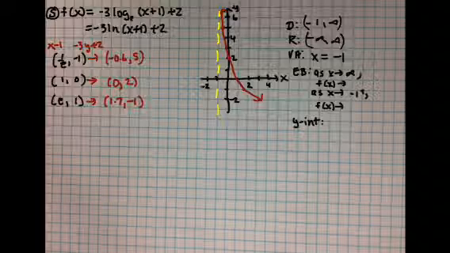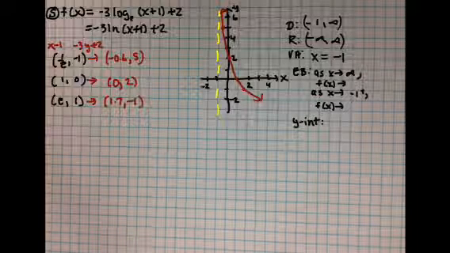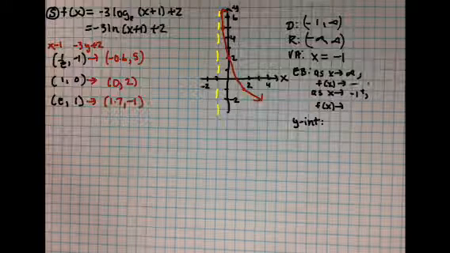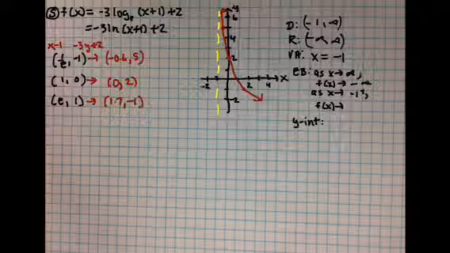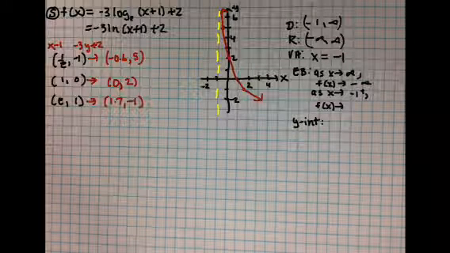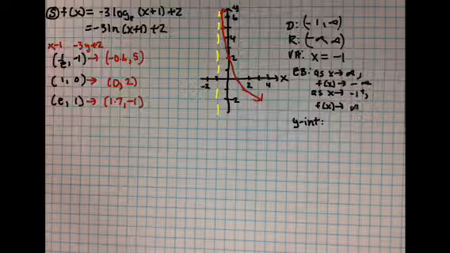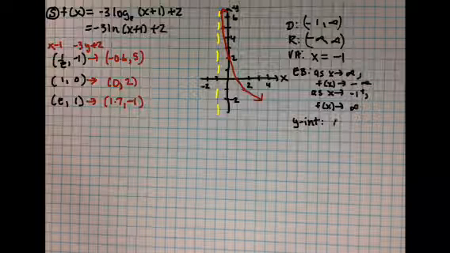Okay, so as for end behavior, as x goes to infinity, f of x goes to negative infinity because it's going down as you go to the right. And then as x goes to negative 1 from the right, the graph is going up. So we put positive infinity there. The y-intercept is 0, 2.